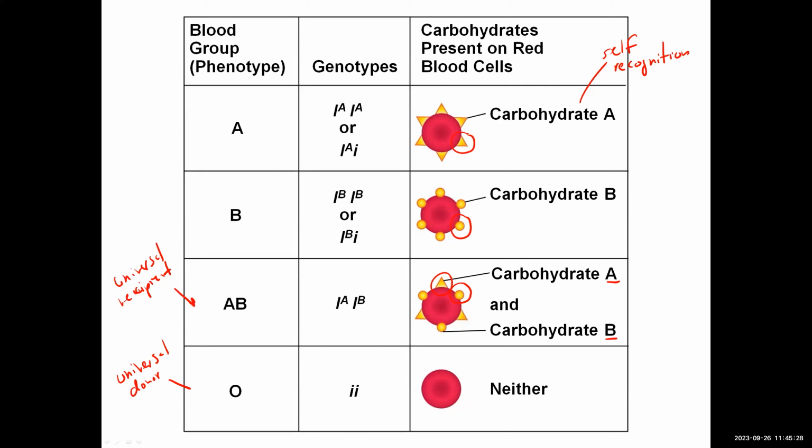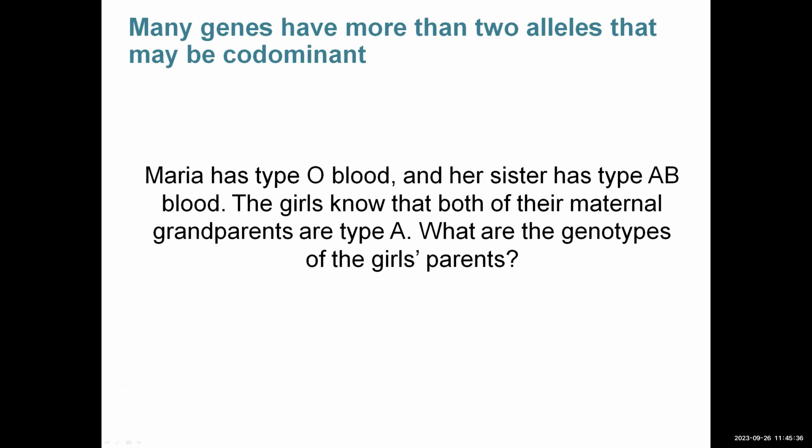So let's think about how we could answer a question using codominance. In this question, Maria has type O blood and her sister has type AB. The girls know that both of their maternal grandparents are type A. But what are the genotypes of the girls' parents? To approach answering a question like this, it's a good idea to diagram what you know. For example, we're aware that Maria has type O, that her sister has type AB, and that we know the maternal grandparents are type A.